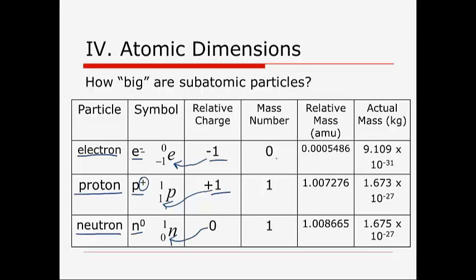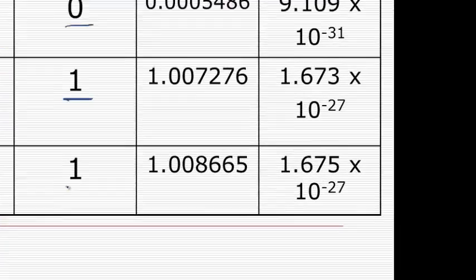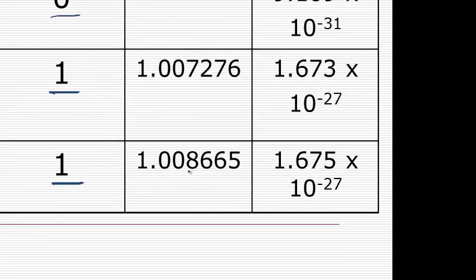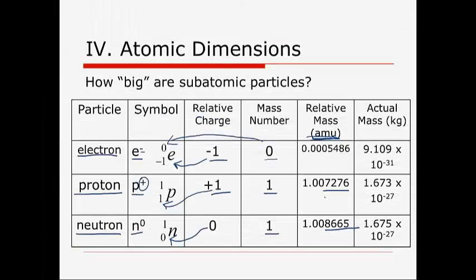Now, the mass number. Electrons do have mass, but we assign them a mass number of 0, and those become the top numbers. Protons have a mass number of 1, neutrons a mass number of 1. Relative masses are in a unit called an AMU. Electrons do have a mass even though they have a mass number of 0, pretty small, 0.00054866. Protons and neutrons, even though they have the same mass number, their masses are slightly different: 1.008665 and 1.007276. So neutrons are slightly larger than the protons.